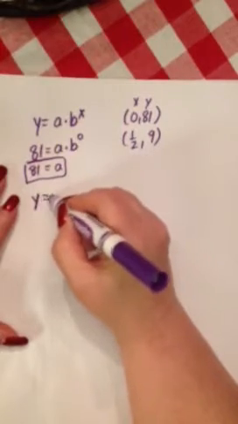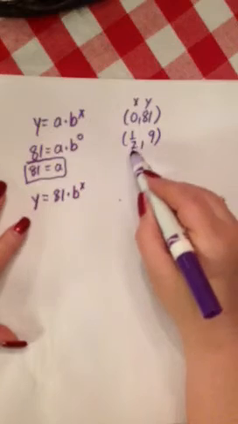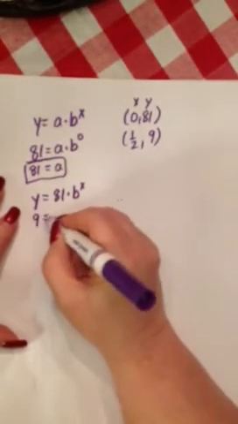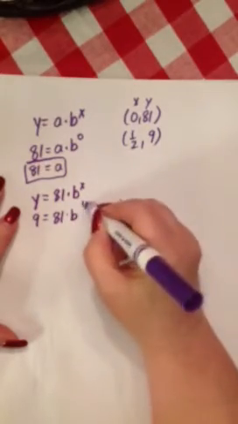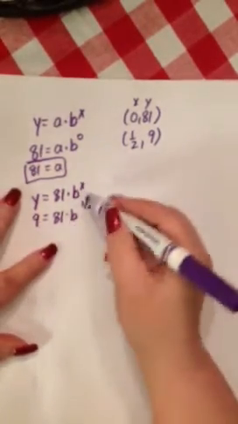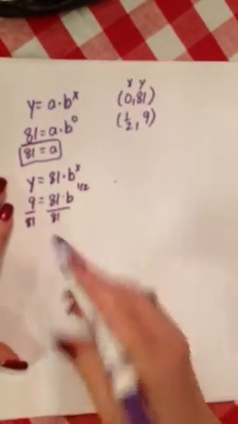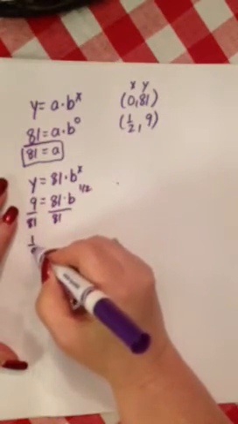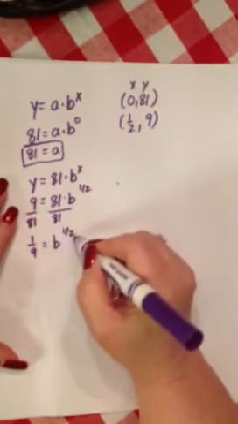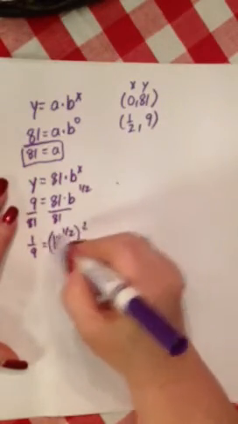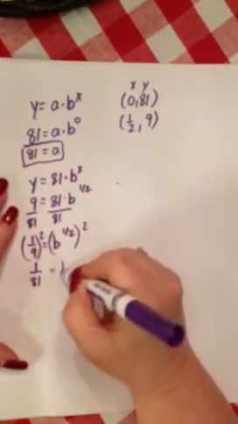So then you have y is equal to 81 times b to the x. Now I'm going to let x be 1/2 and y be 9. So 9 is equal to 81 times b to the 1/2. I'm trying to solve for b, so I'll divide both sides by 81. And so this would be reduced to 1/9 is equal to b to the 1/2. To get rid of the 1/2, you just square both sides. So this would be 1 over 81 is equal to b.